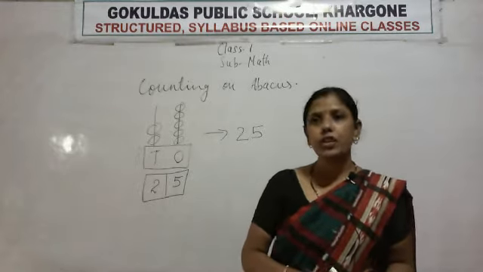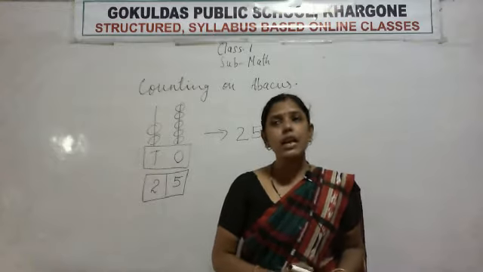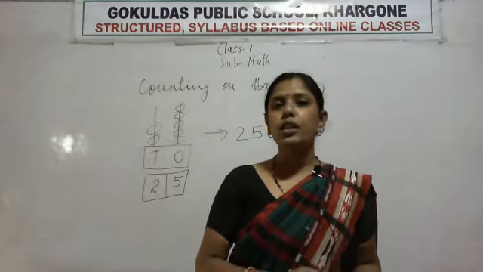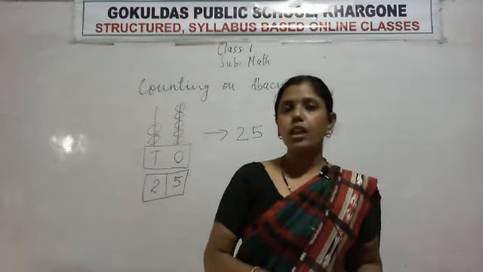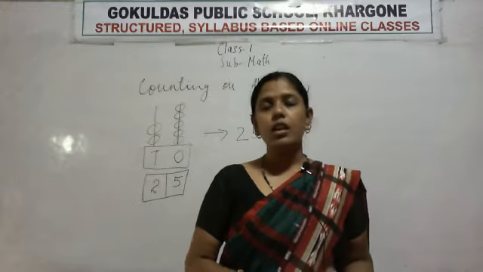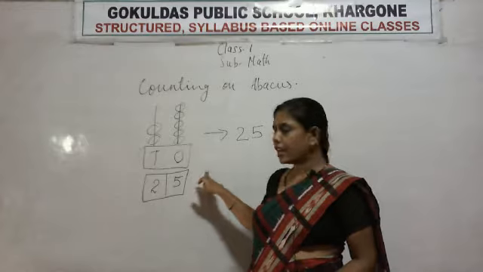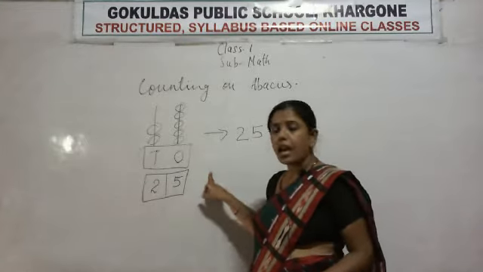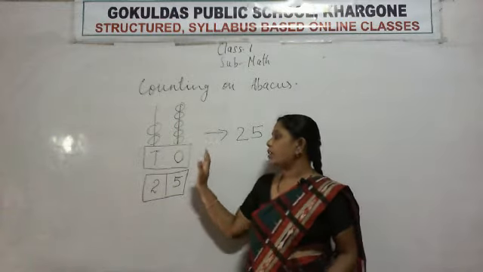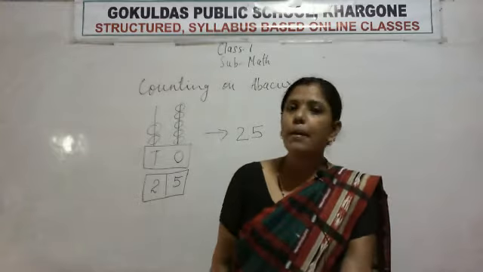And in our next question, in our second question, what do we have to do? A number is given to us and we have to draw the beads on the abacus using the given number. We have to draw the number of beads in the abacus.